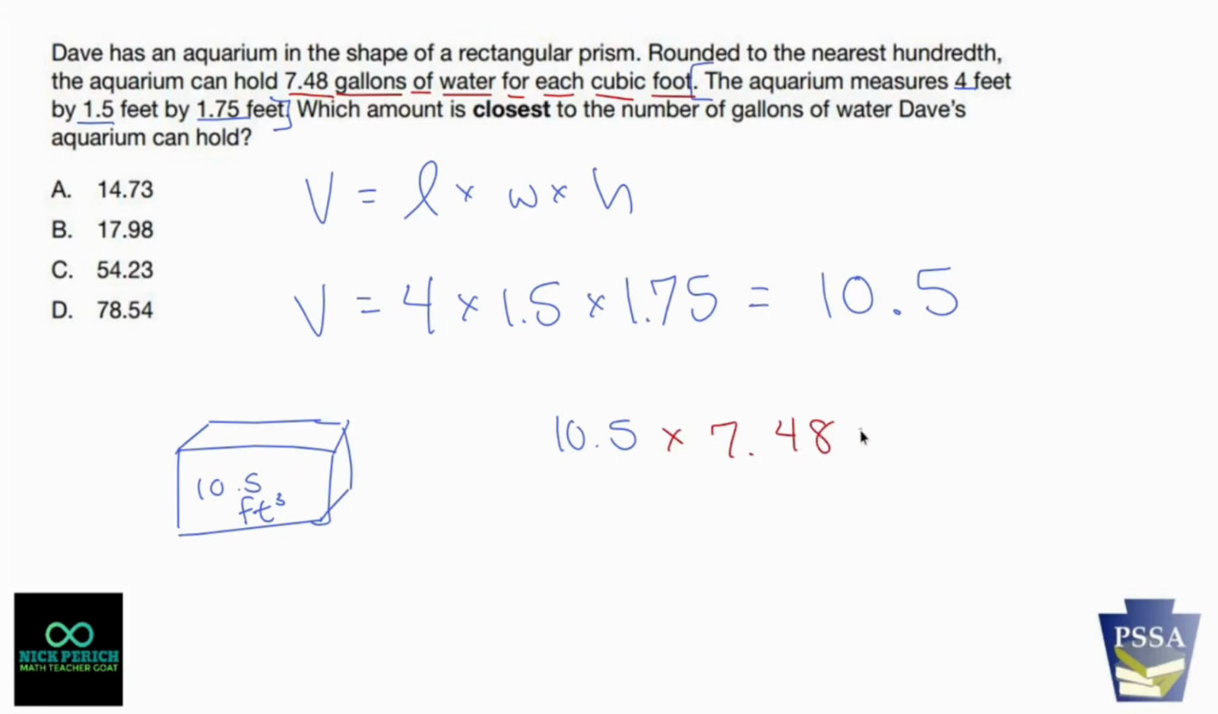Once again, you're going to go to your calculator, and you're going to find out that this is 78.54. So you are going to get 78.54 gallons of water. It's a really tricky problem.